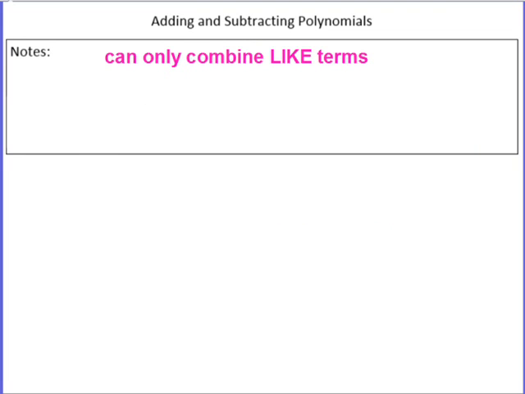Alright, now we're going to actually add and subtract some polynomials. When you're doing this, all you're going to do is combine like terms. So we have to remember this term, like terms. What does that mean? It means same variable, okay, and same exponent. Okay, so I can add x squared plus x squared. I cannot add x plus x squared. Alright, same variable, same exponent.